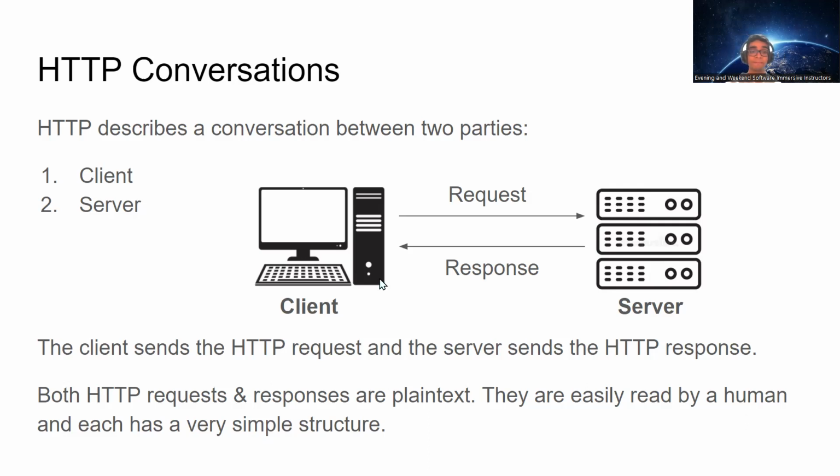But that's basically the way that we can get information from a server or send it to a server. So HTTP requests are things that we send to the server. HTTP responses are the things we get back. And as stated here, both the requests and responses are plain text. You guys saw this last time, and they can be read super easily by a human, or if you want to create an interpreter for them that translates it, you can do that. And they all have a relatively simple structure.